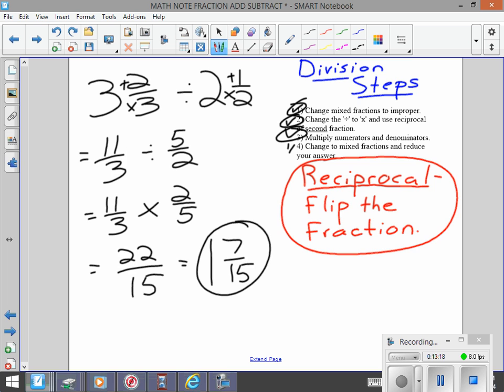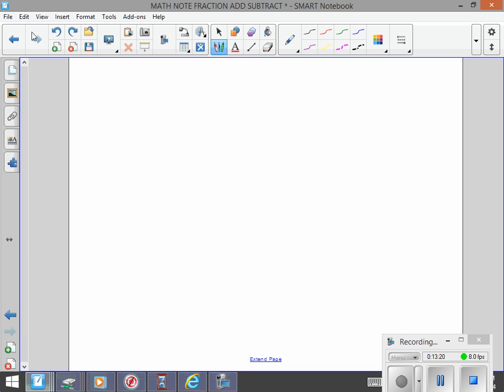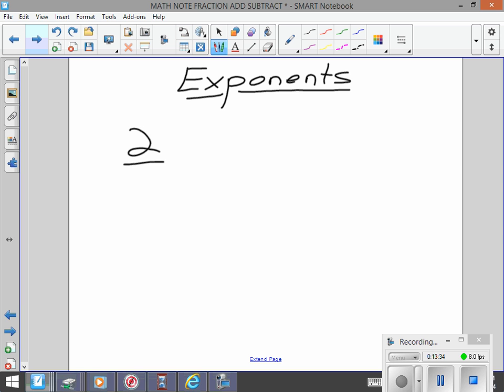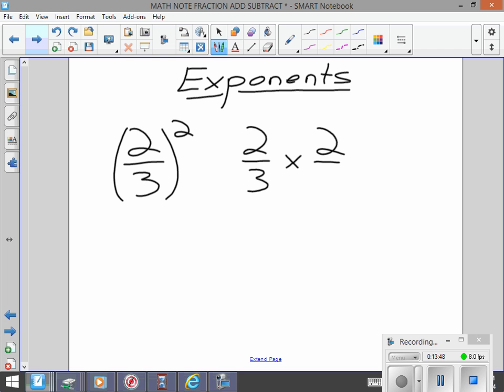Okay. Ooh, one more thing, just real quick. We go over this. Exponents. We touched on this today. This is very straightforward, I think. All you're going to do is times a number by itself. That's the whole idea. So if we have 2/3 to the power of 2, that doesn't mean we're timesing it by 2. That means we're timesing it by itself. So if we wrote that out, that would be 2/3 times 2/3. Okay? Same as before. Just multiply numerators, which is 4, denominators, which is 9, and that's it.